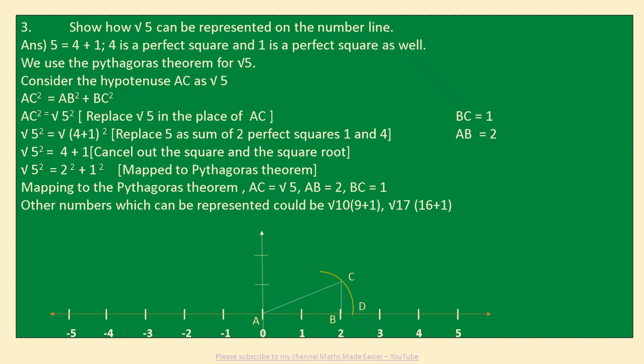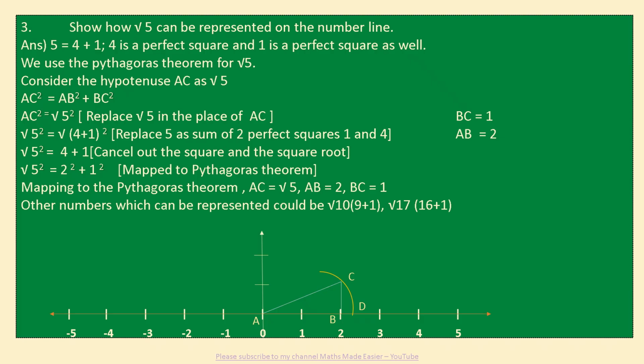So, we know that AC is nothing but root 5. Right. So, take a compass, find out the length of AC and just mark the compass onto the number line. The place where it meets the number line, that is D. The measurement of AD will give the value of root 5. This is how we find the measurement of root numbers on a number line, provided the number can be represented as the sum of any two perfect squares with one being one of the perfect square.